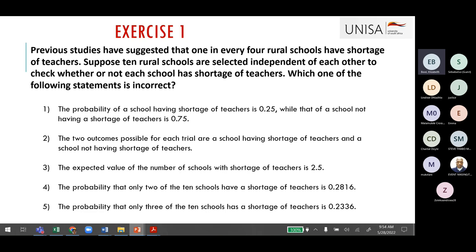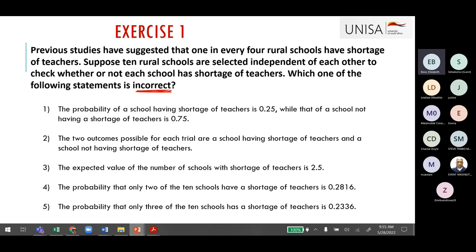Previous studies have suggested that one in every four rural schools have a shortage of teachers. Suppose 10 rural schools are selected randomly, independent of each other, to check whether or not each school has a shortage of teachers. Which one of the following statements will be correct? So now we need to go back and understand what the question is asking us. We need to be looking for the incorrect statement as we go along and answer the question. But what have they given us that will enable us to answer this question?